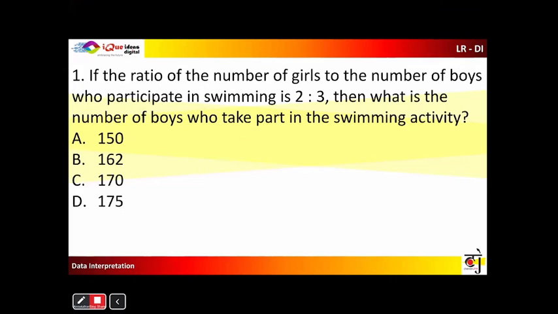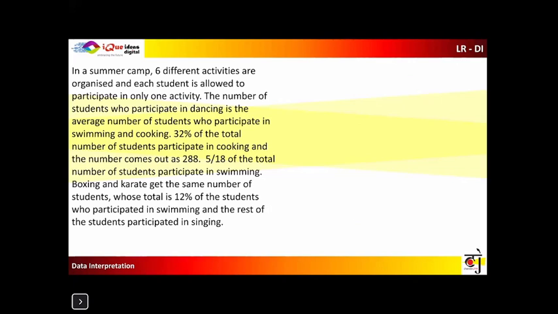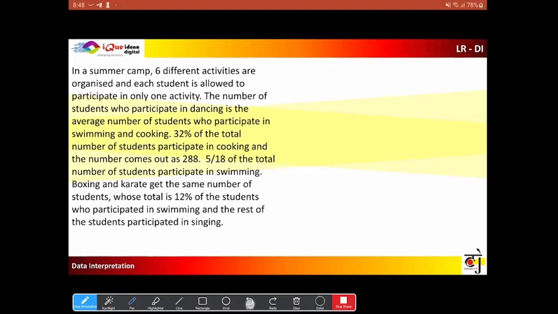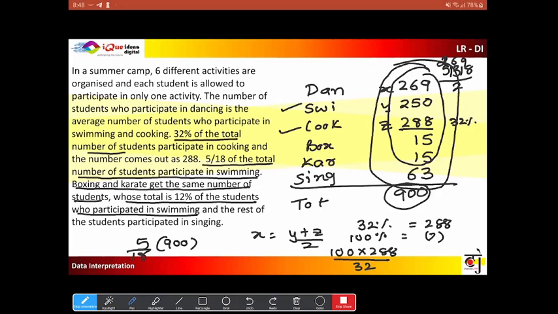So first, one second. Together is 3 or individual is 3. Let's take a look at the data. You're asking for boxing and karate, right? Now, boxing and karate get the same number of students whose total is 12% of the students who participated in swimming. So boxing plus karate is 30 and boxing and karate are equal. So both get half of 30. So 15 each.